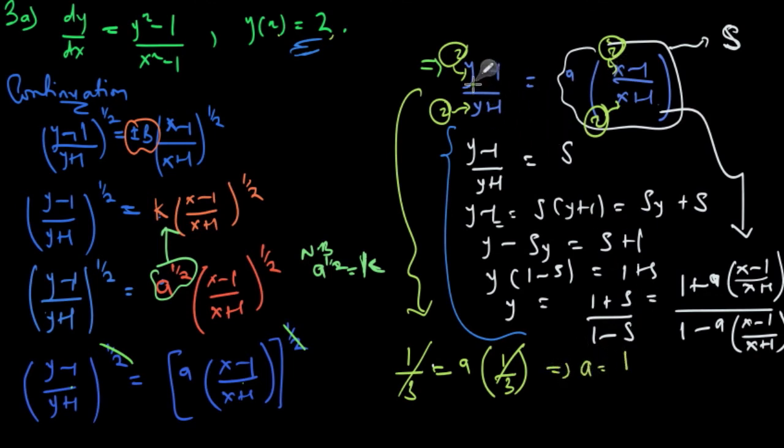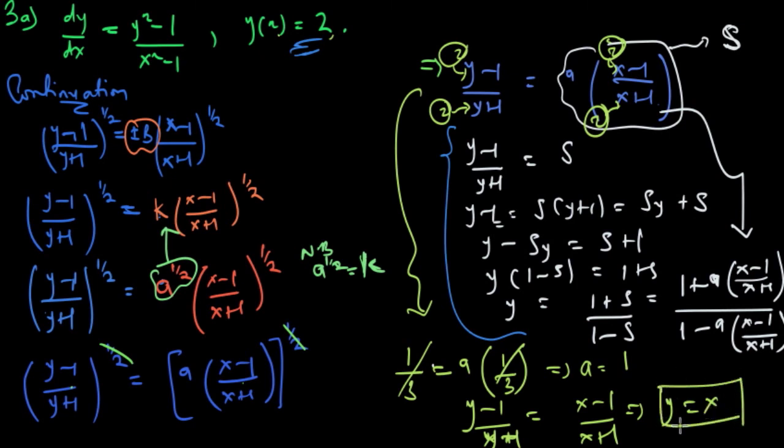So all you need to do is, when a equals 1, make y the subject of the equation from here. So you have (y minus 1)/(y plus 1) equals (x minus 1)/(x plus 1). From here, when you make y the subject of the equation, you're going to have y equal to x. And then this completes the solution of this problem.